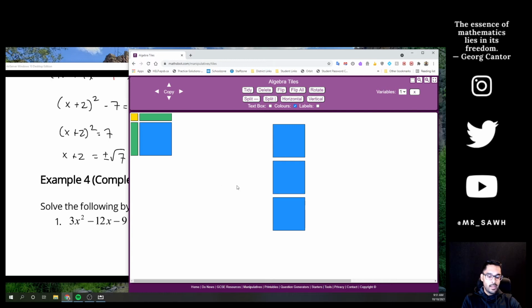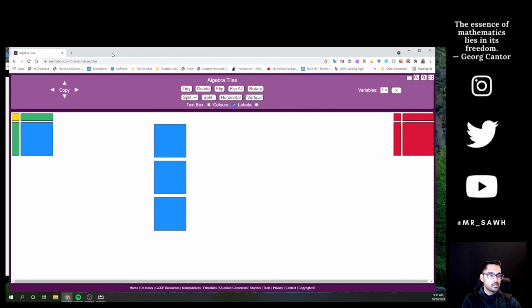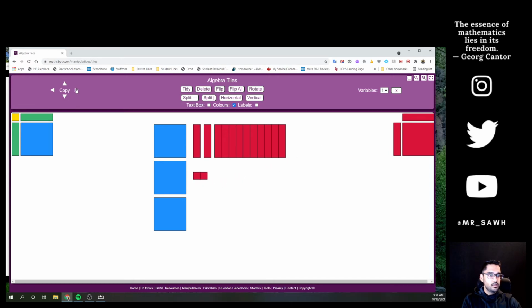I have minus 12 x's. Minus 12, and really this is going to be a lot of them. So there's 2, 3, 4, 5, 6, 7, 8, 9, 10, 11, 12. There they are. And then we had 9 negative 1s. So 1 here, 2, 3, 4, 5, 6, 7, 8, 9.